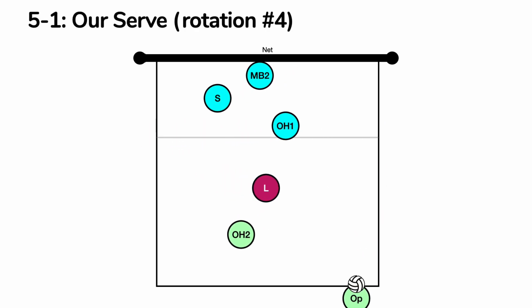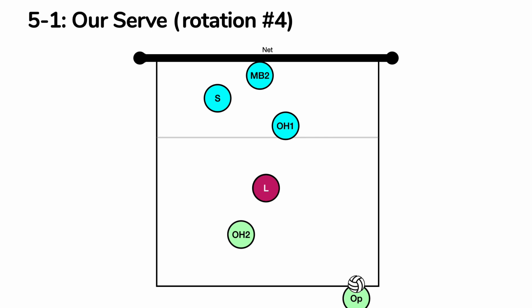In rotation 4, we've now got the setter in the front row. Opposite goes back to serve. The outside hitter and the setter are going to swap places behind the middle blocker so they can stay focused again on the hitters on the other side, and the setter can get over to the right side and the outside hitter to the left.